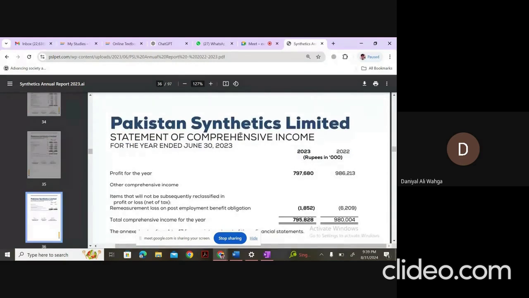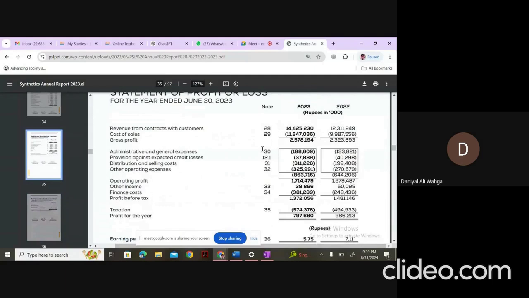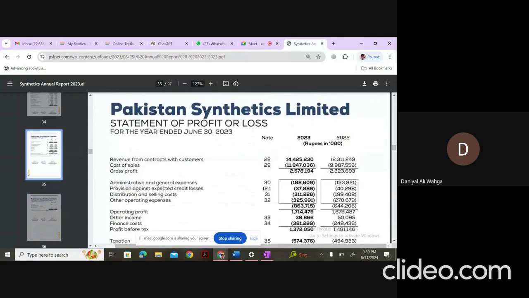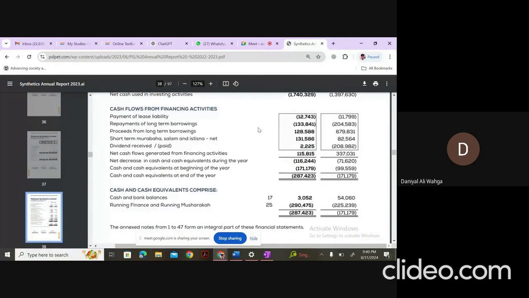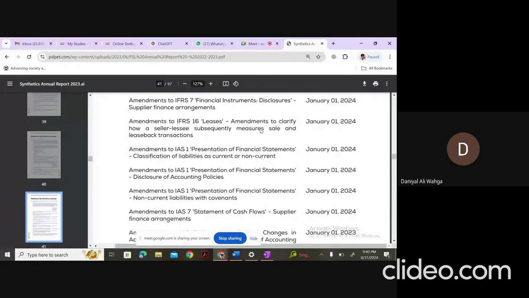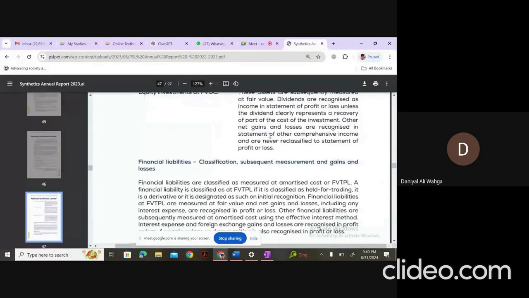Here, this is the other comprehensive income. This company follows the two statement format. It separates the other comprehensive income from the statement of profit and loss. So let's go towards note number 34 and see the breakup of that finance cost.